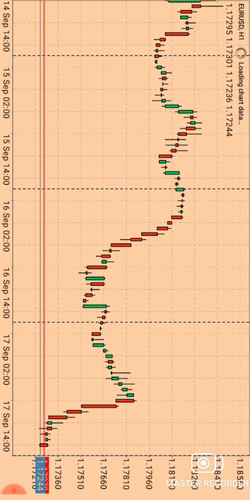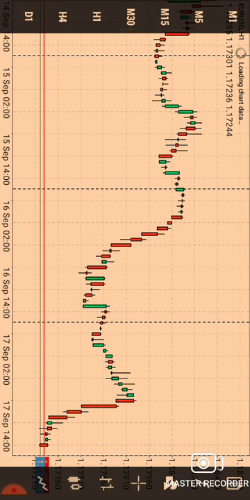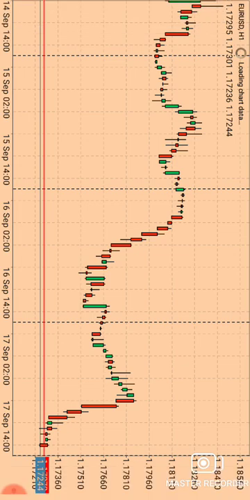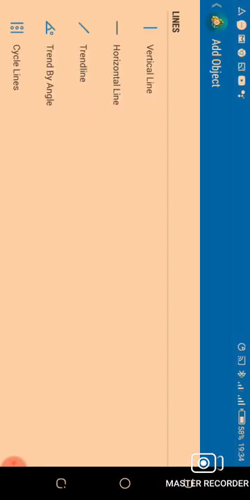We want to draw something now. How do we draw it? First of all, you go here. Look under this F here, this thing that looks like a circle and triangle, and that's where our trend lines are. You click on that. Come to this and pick the horizontal line.